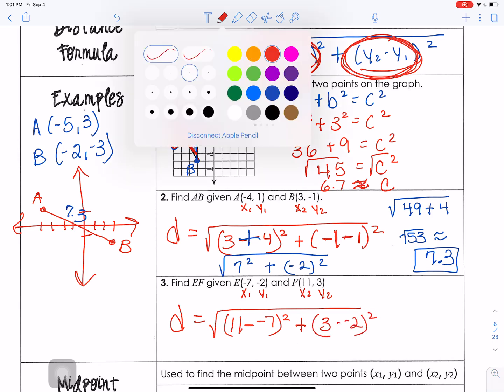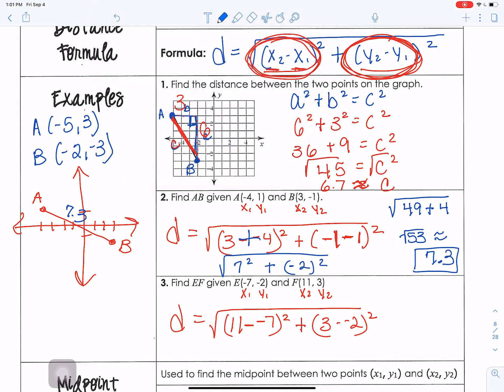All right, so we got another minus a negative, which we know means plus. So 11 plus 7, that's 18 squared. And then, oh, we got another one, minus a negative right here. That's also a plus. So 5 squared, so take the square root of all of that. So let's see, 18 squared is 324. And 5 squared is 25.